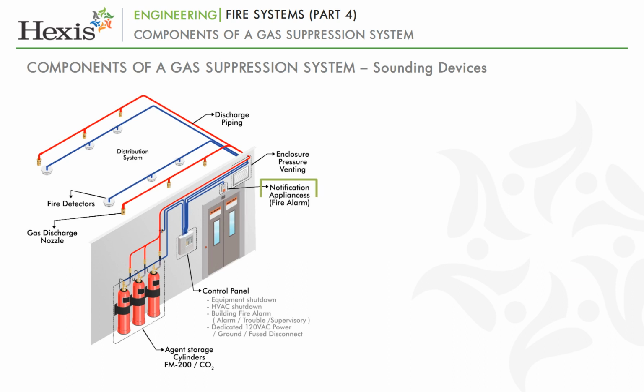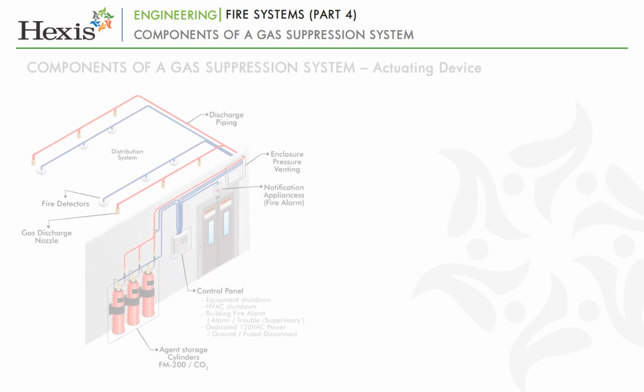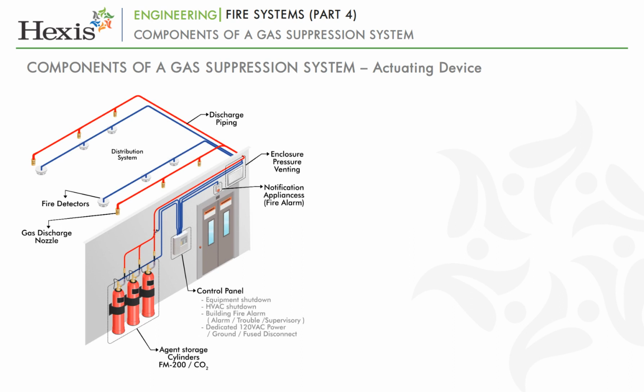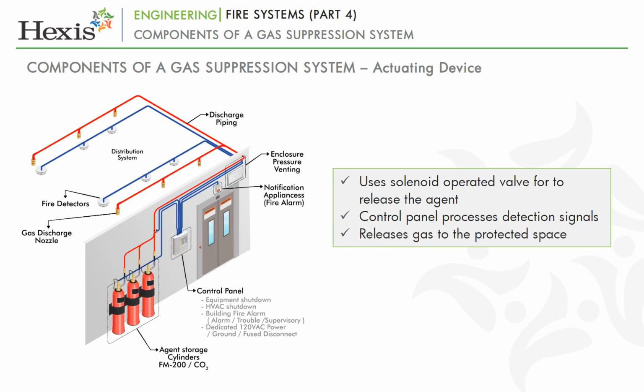Next are the sounding devices. Sounding devices can be audio, visual or olfactory. However, there should be two types of alerts being provided, one for the initial detection and the other for impending discharge. Next is the actuating device. The actuating device is a solenoid-operated valve, normally used for actuating the system and releasing the agent. The control panel processes the detection signals from the detectors and operates the solenoid valve, which in turn results in releasing of the gas from the cylinder or manifold into the protected space.